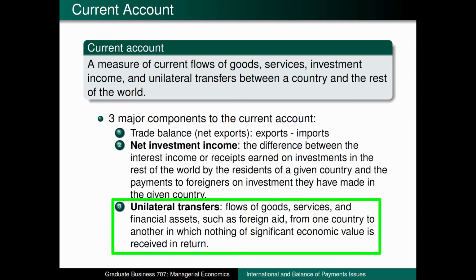Unilateral transfers are the foreign aid that the US donates to foreign countries. So if the US government donates money to fight poverty in Africa, then that would be an example of a unilateral transfer.